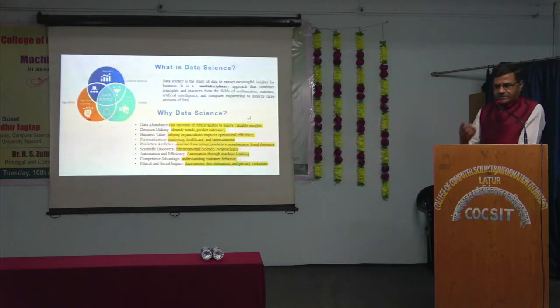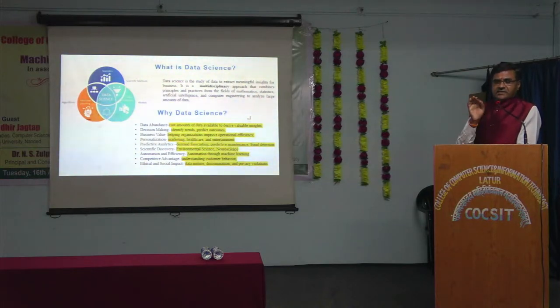As all the professors may know, because they are already teaching, data science is actually multidisciplinary. You require a lot of things to study: mathematics, statistics, artificial intelligence, programming skills. All these together make data science another kind of field. Why do you require the word science along with data? Because systematic study of data is required.